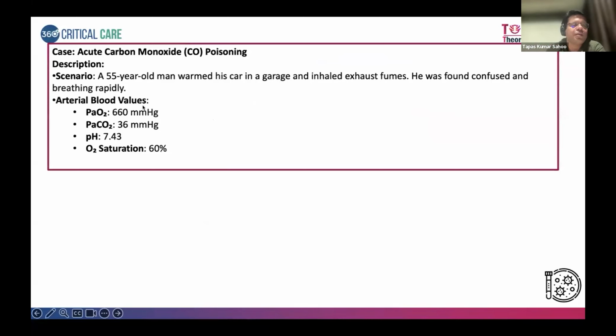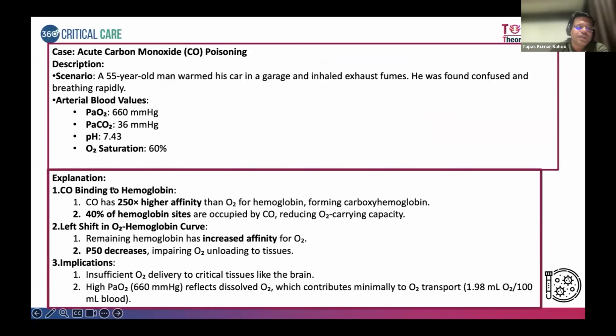Now, the arterial blood gas values that you have done in your emergency department: the PaO2 is 660, PaCO2 is 36, pH is 7.43, but the saturation is showing 60%. I think all of you are getting what I am trying to convey here. Here, carbon monoxide poisoning has caused all these things. You will get a very high PaO2, 660, but your saturation would remain at only 60%. The reason I have already explained: the left shift of the oxyhemoglobin dissociation curve.